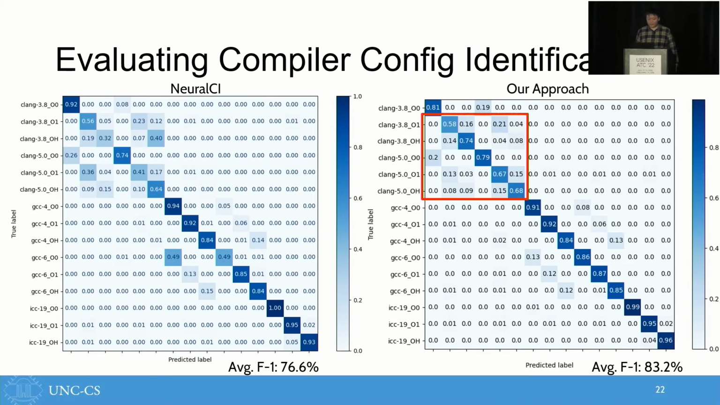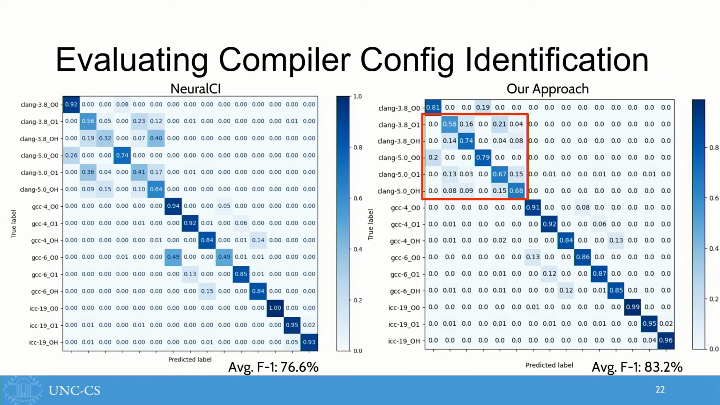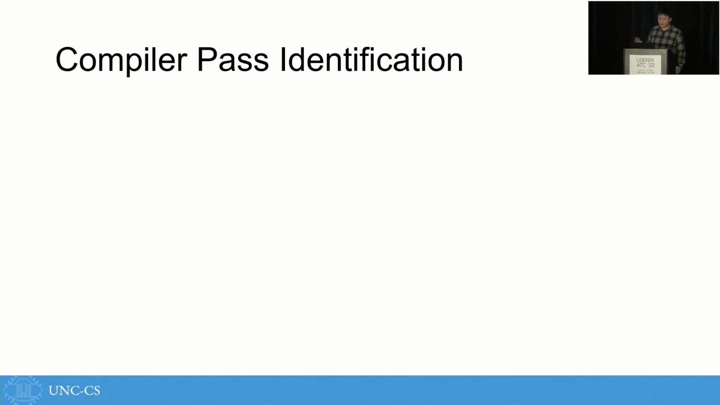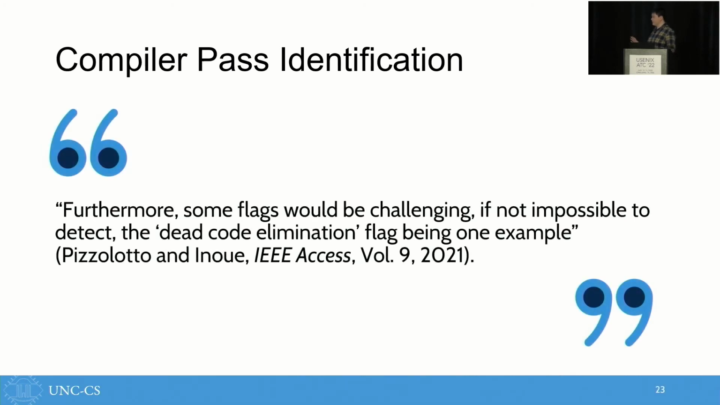We have shown that with well-engineered features, a shallow learning technique can do just as well in the configuration identification problem. Now let's switch to the more complicated problem, the optimization pass identification. While going over existing work, we were surprised that nobody had looked into this problem before. Even the ones that do mention the problem claim that it would be very challenging to detect. This is a quote from a previous work: some flags would be challenging if not impossible to detect, the dead code elimination flag being one example. However, we disagree.